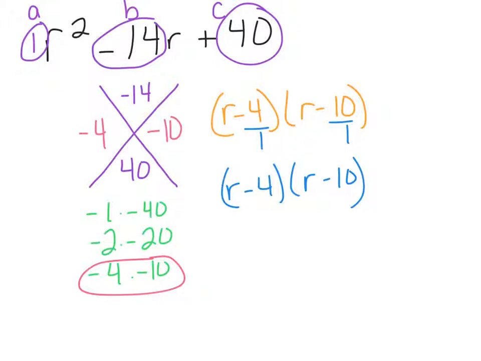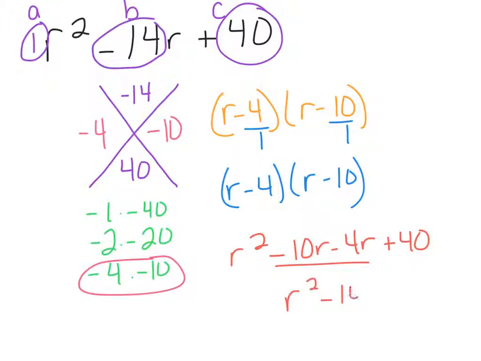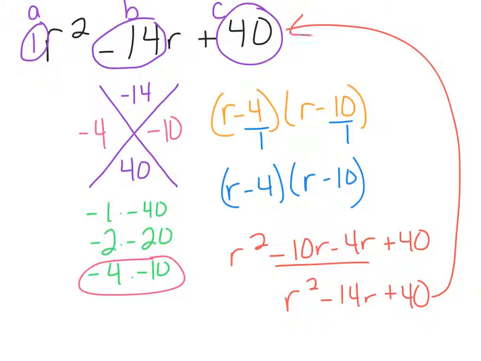Now we can check this by FOILing. The first, we get r squared, outer minus 10r, inner minus 4r, and last plus 40. And then these combine to negative 14r, which is what we had here. So this answer is correct.